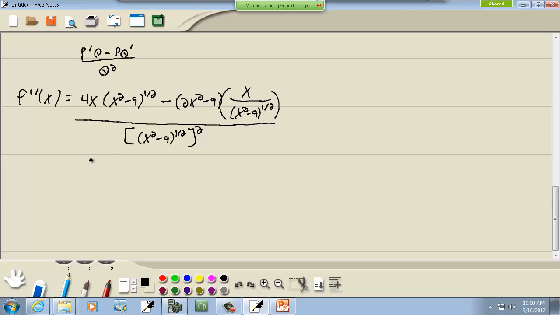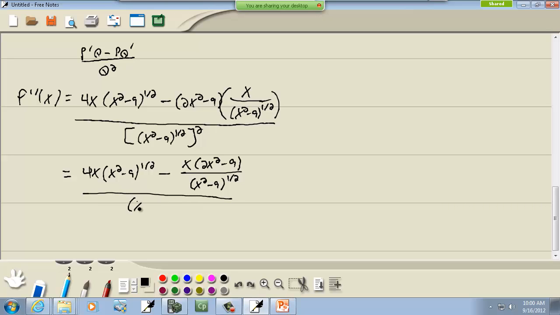Okay. I'm going to simplify this a little bit. So I got 4x times x squared minus 9 to the 1/2 minus, and I'll put these together on top. So we got x times 2x squared minus 9 over x squared minus 9 to the 1/2 over x squared minus 9, 1/2 raised to the second power. You multiply the exponents together. 1/2 times 2 gives you 1. So this is x squared minus 9.